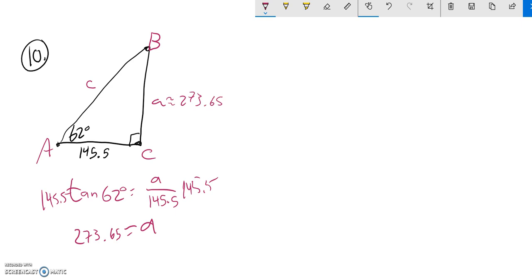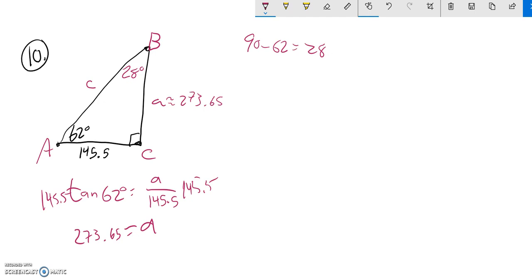And then the next thing I'll do is, you know what? I can find this angle. That's pretty easy. I know that these should add up to 180. 90 is already gone, so 62 plus this should be 90. So if I go 90 minus 62, I get 28. So this must be 28 degrees, this angle B.